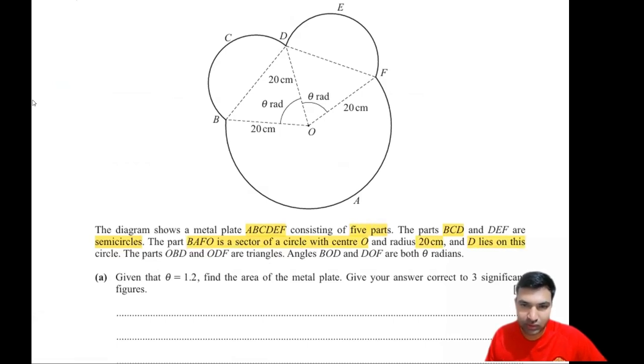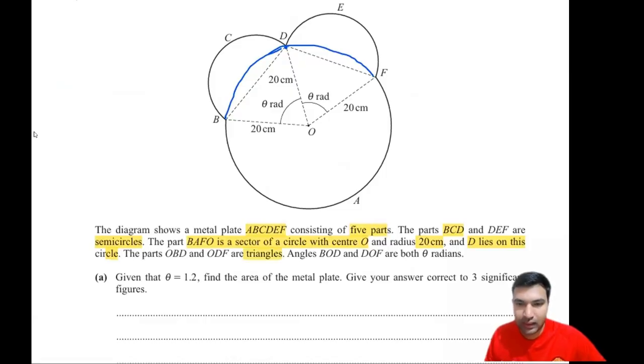Perfect. And D lies on this. So what they're trying to say here is, if I complete the circle over here, something sort of like this, D lies on the circle. This is what they're trying to say here. All right, so far so good. Now the parts OBD and ODF are the triangles.